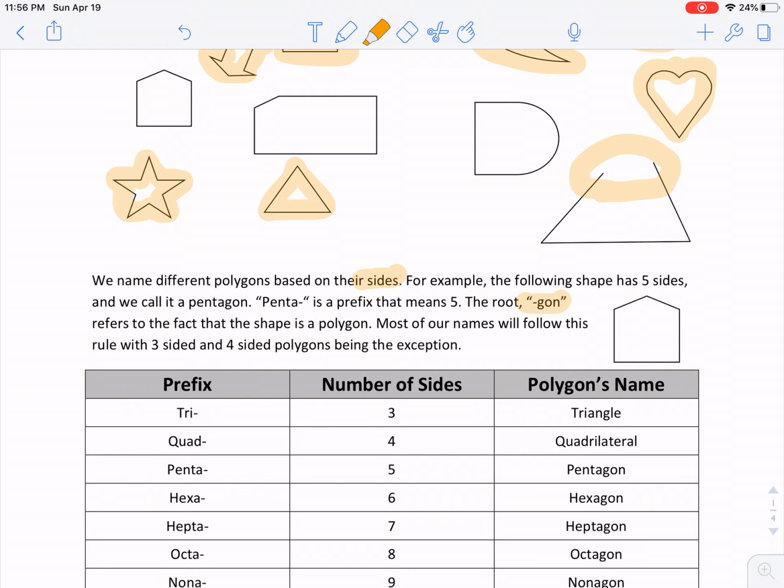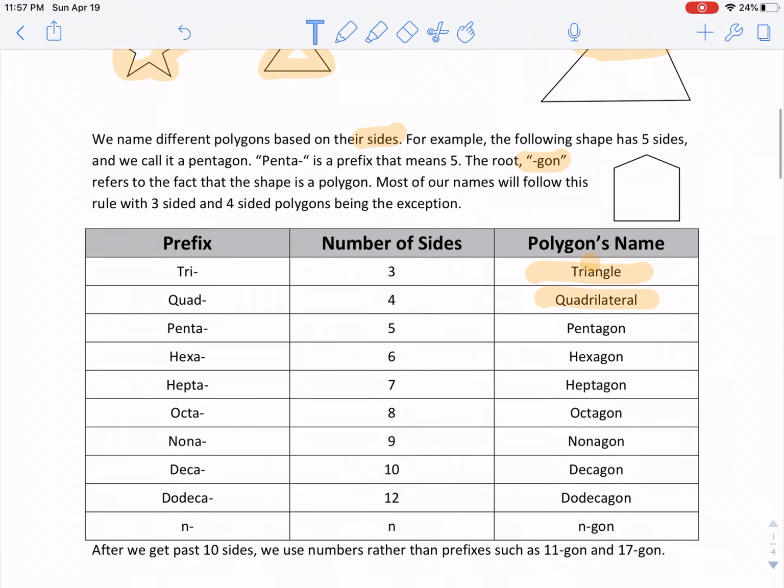The triangle and the quadrilateral. Those are both shapes we've already talked about, and as we talked about when we discussed them being polygons, a triangle is just a polygon with 3 sides or 3 angles. A quadrilateral is a polygon with 4 sides. Notice that includes all your parallelograms, rhombuses, rectangles, squares. For the rest of them, we basically start using prefixes.